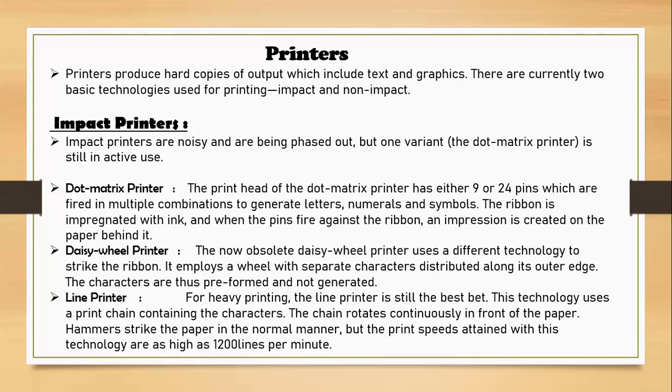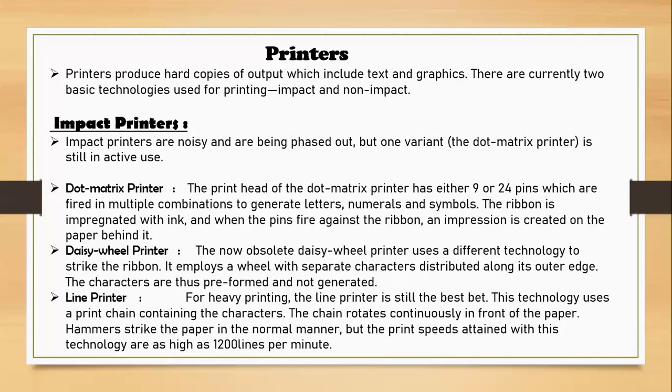The print head of the dot matrix printer has either 9 or 24 pins, which are fired in multiple combinations to generate letters, numerals, and symbols. The ribbon is impregnated with ink, and when the pins fire against the ribbon, an impression is created on the paper behind it. This is one of the printers, the dot matrix printer. It's in active use today.